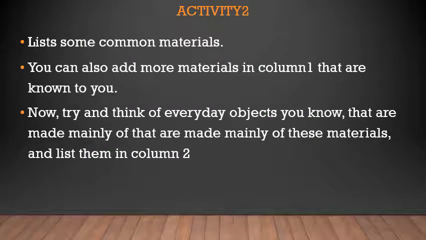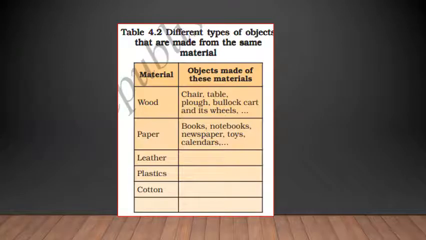Moving on, you have activity 2. List some common materials. You can also add more materials in column 1 that are known to you. We already did the column 1, no? Same way, you have to just write the things. Now here, as I'll show you in the next slide what the chart should have. So the first column should have all the materials, and the second column should have objects made of these materials, like this, as you can see in the picture.